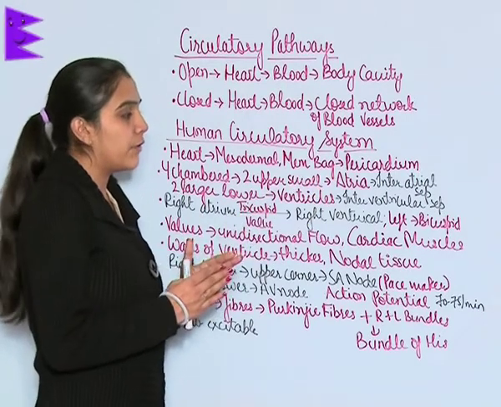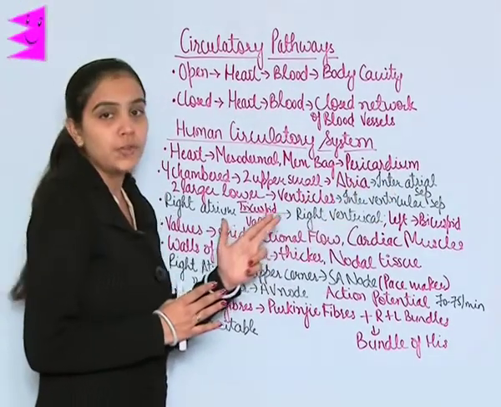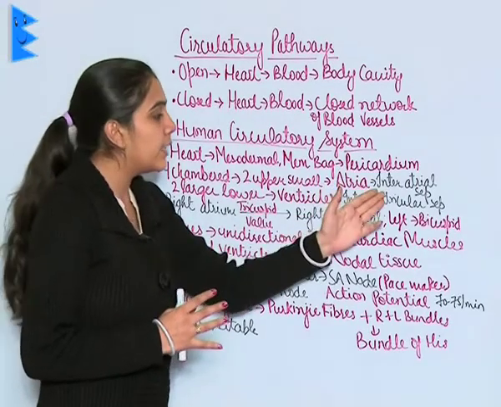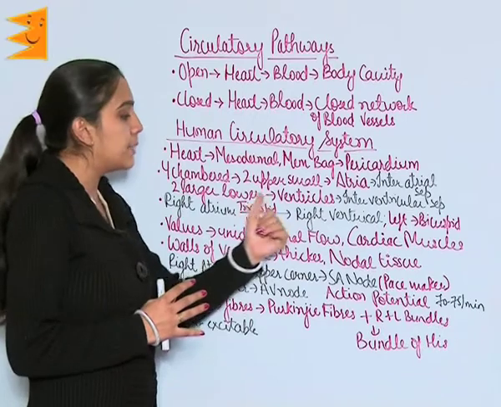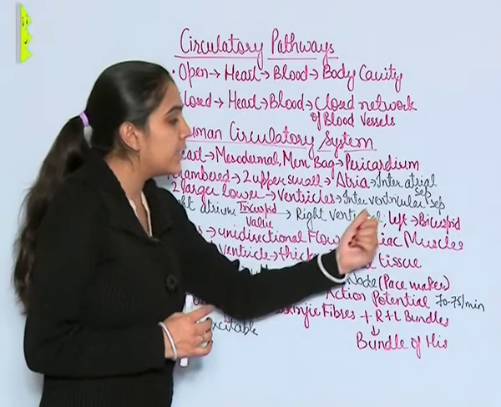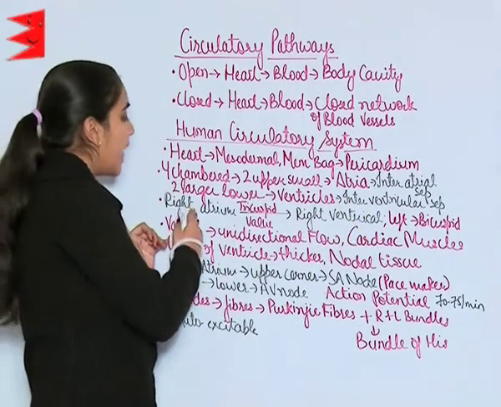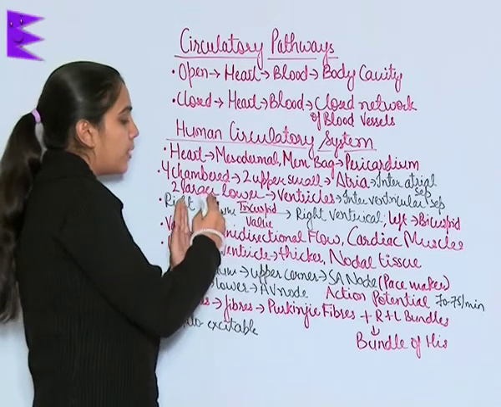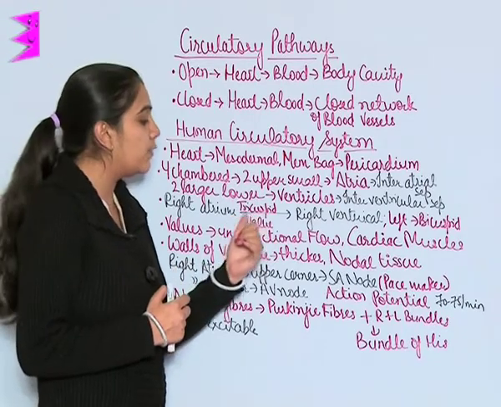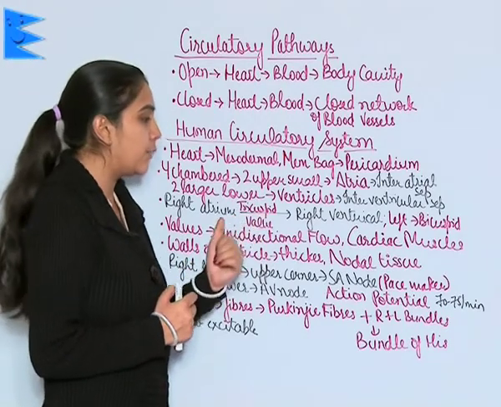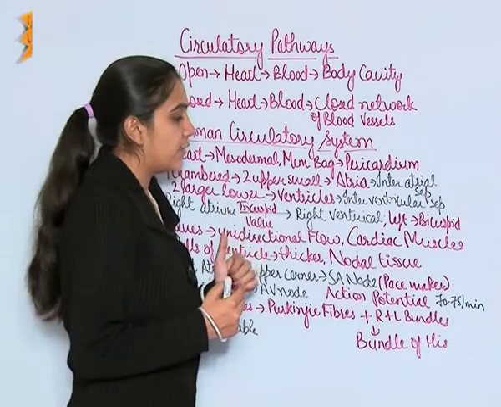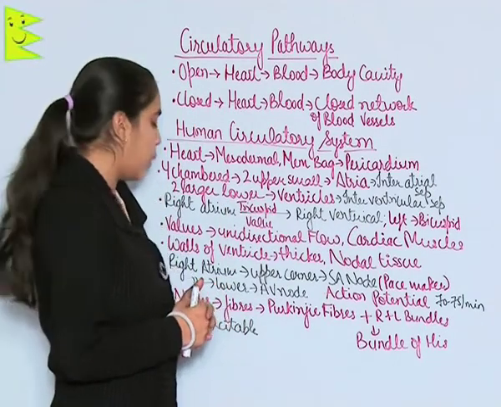The blood flow between the two atria is regulated by the interatrial septum, and the blood flow between the two ventricles is regulated by the interventricular septum. The blood flow from the right atrium to the right ventricle is controlled by a three-walled valve known as the tricuspid valve, and the blood flow from the left atrium to the left ventricle is controlled by the bicuspid valve.